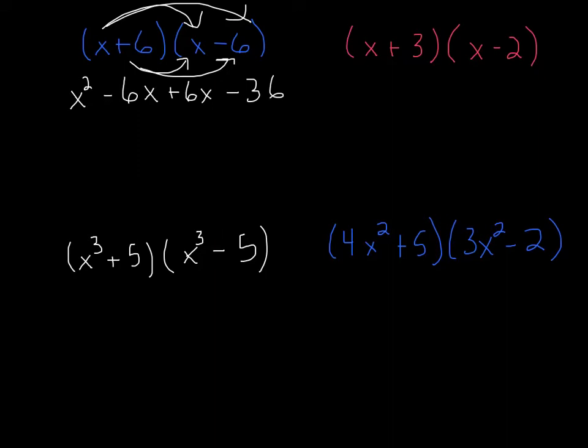Now combine like terms: you get negative 6x and positive 6x, which makes those go away. They cancel each other out, right? So you end up with x squared minus 36. I'm going to tell you later on, in the next video called special cases, that this is actually a special case. It's called a difference of two squares.